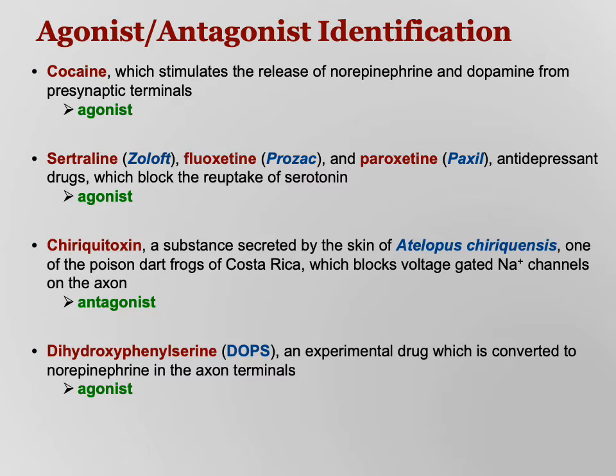Okay? On your exam, I'll have a few questions like this. I'll give you an example of a drug, explain how it works, and then I'll expect you to tell me whether it's an agonist or antagonist. It's pretty easy. Just look again. Does it enhance the effect of the neurotransmitter, or does it inhibit it?